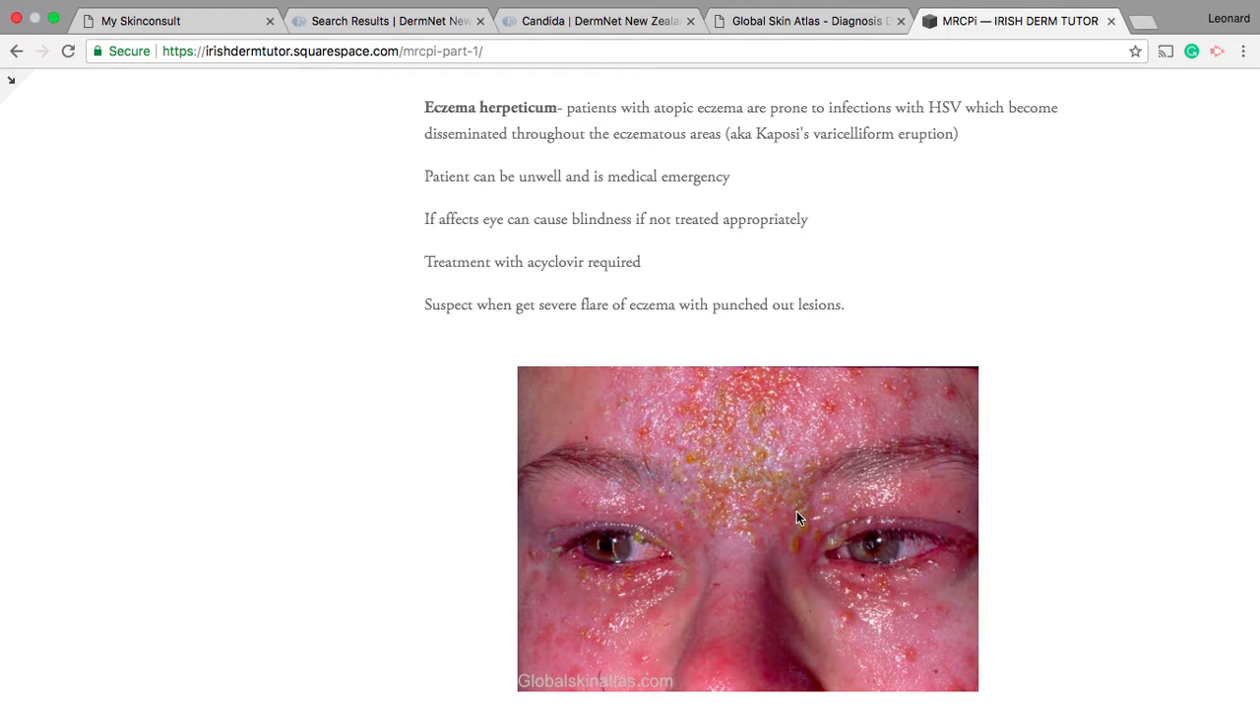kind of presenting sign, which I'm not sure if you can really see it too well, but you often get these punched out lesions, and that's kind of the telltale sign that they're infected with herpes simplex as well.